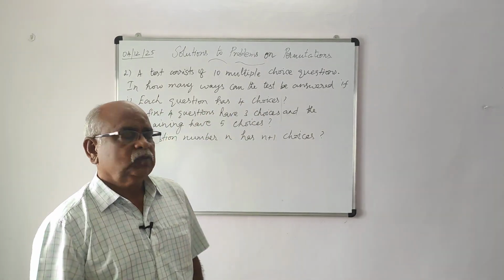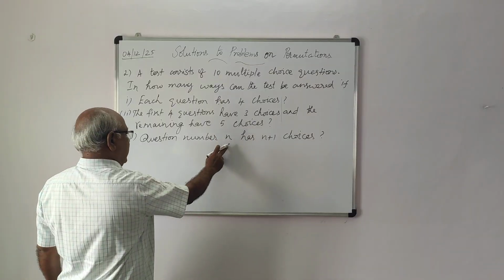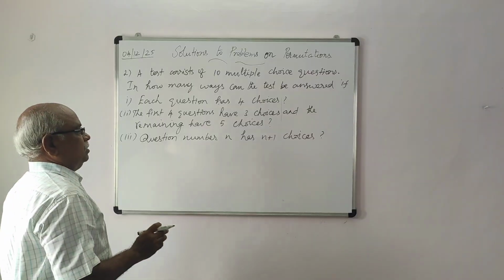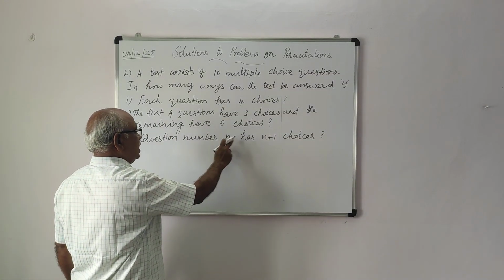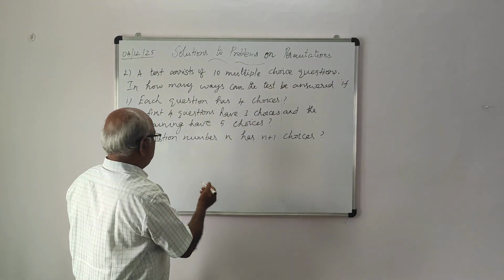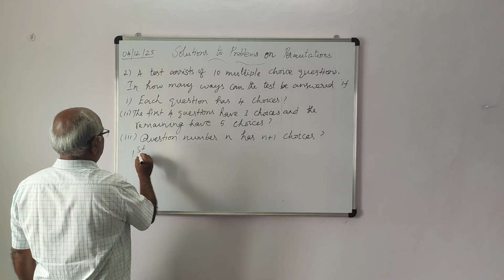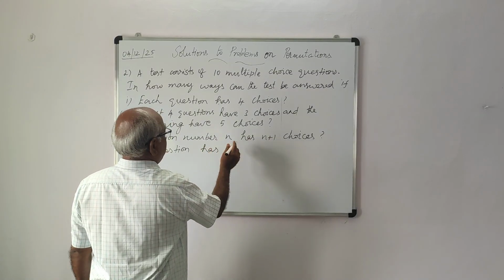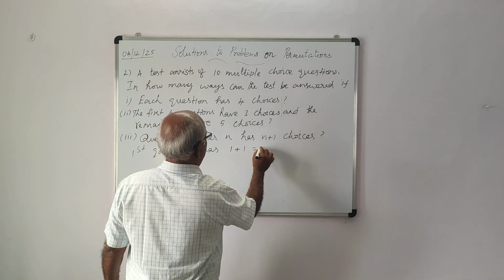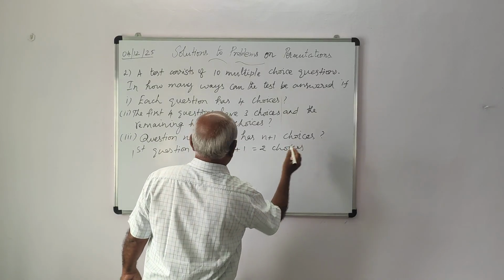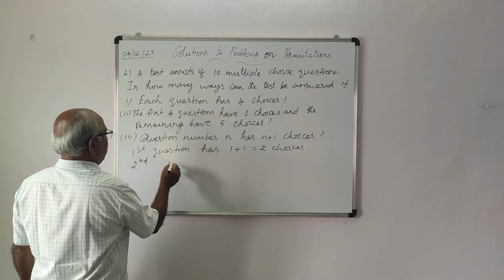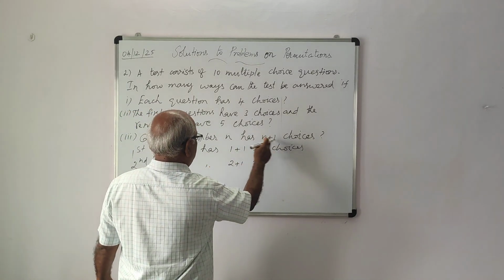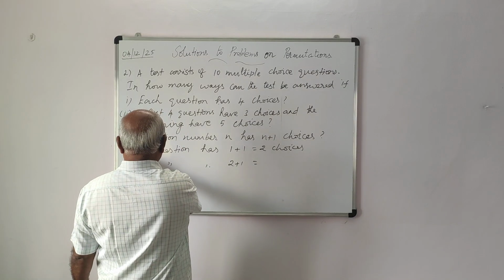Okay. Next question. Question number n has n plus 1 choices. See, there are 10 multiple choice questions. The nth question has n plus 1 choices. Suppose the first question: it has 1 plus 1, that is 2 choices.